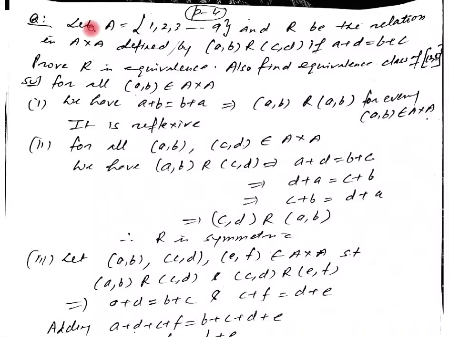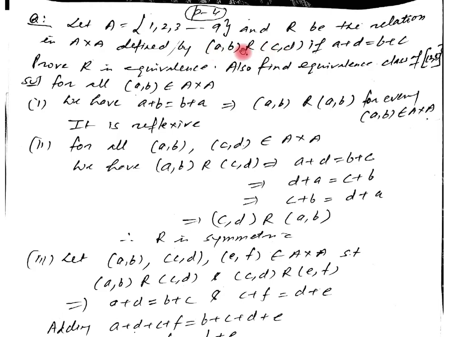Let us see one more question, and it is one of the important questions. Let A have elements 1, 2, 3 up to 9, and R be the relation in A cross A. In the previous question, generally we have R be the relation on A only. But now R is a relation in A cross A, defined by (a, b) related to (c, d).